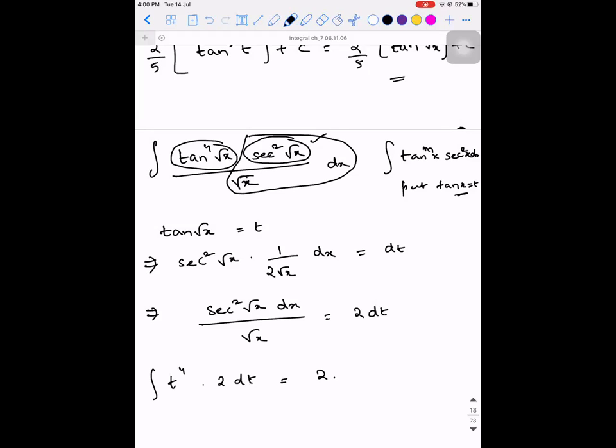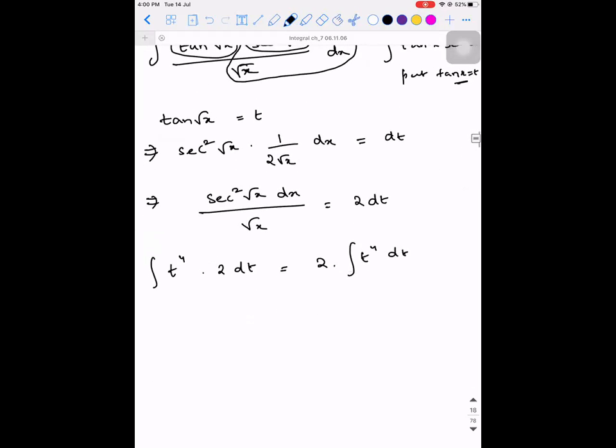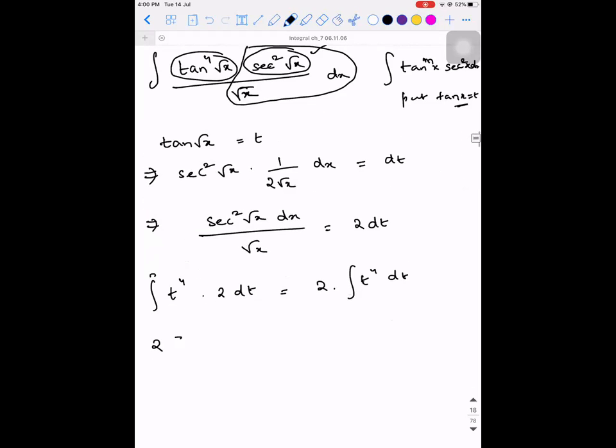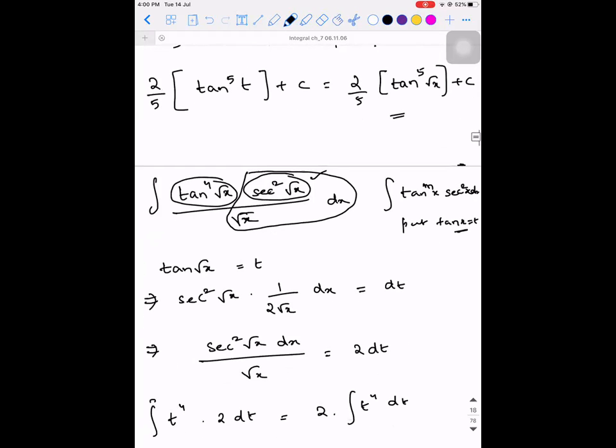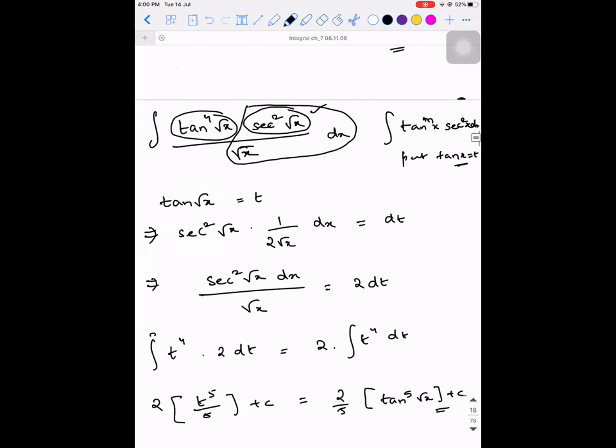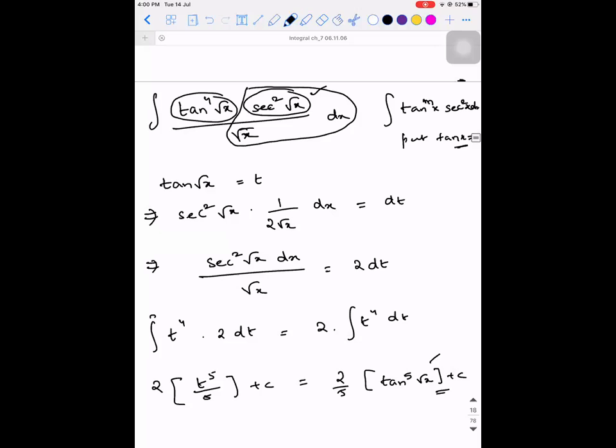So 2 into the integral of t power 4 dt, which is t power 5 by 5, plus c. So 2 by 5 into t power 5, and t is nothing but tan root x. So tan power 5 root x plus c. We'll get the same answer: 2 by 5 into tan power 5 root x plus c. I hope this is clear.